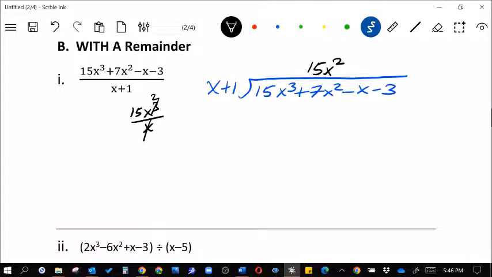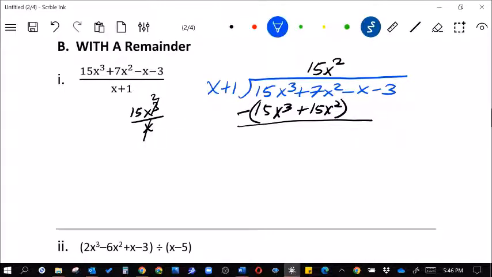15x squared times the x gives me 15x cubed, but I also have to multiply it times the 1, which is relatively easy to do, maybe very easy to do. So now 15x cubed minus 15x cubed, gone. 7 take away 15, we get a negative 8x squared. Bring this down as negative 8. In order to make x into negative 8x squared, we're going to need a negative 8x.